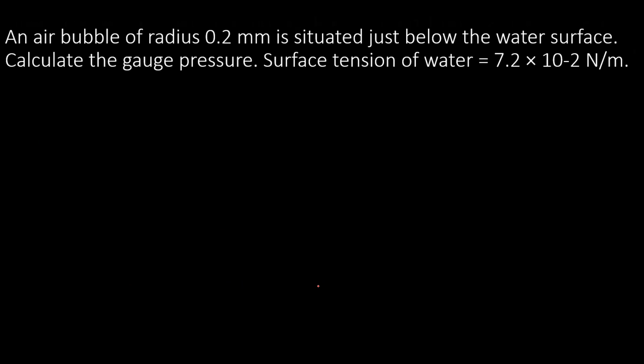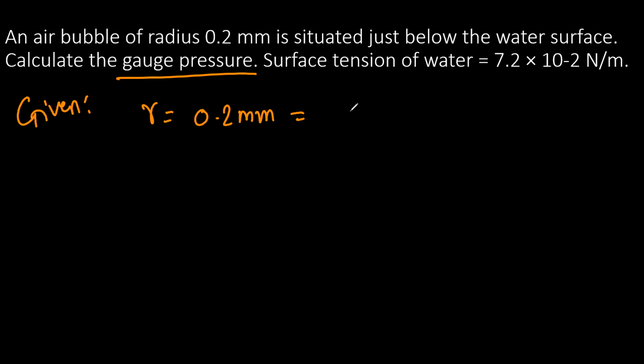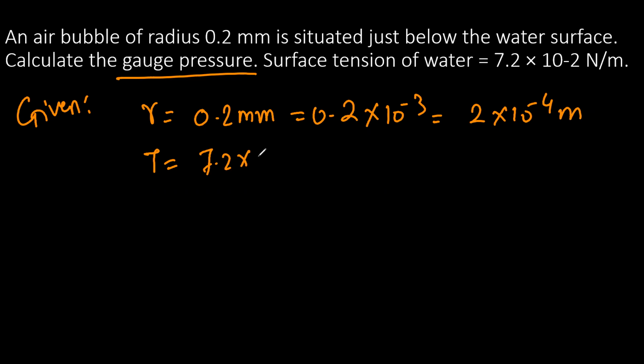The 27th one is also done. An air bubble of radius 0.2 millimeter is situated just below the water surface. Calculate the gauge pressure. The surface tension of water is given. To find the gauge pressure, the formula is different. So radius is 0.2 millimeter, that is 0.2 into 10 raised to minus 3, which is 2 into 10 raised to minus 4 meter. Tension is also given, 7.2 into 10 raised to minus 2 Newton per meter.